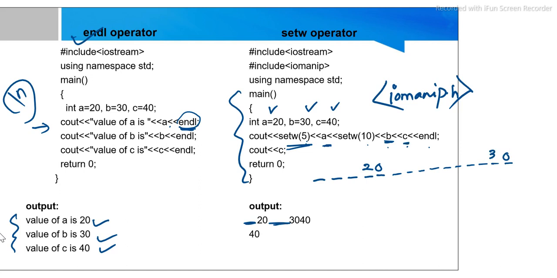After c we have not specified any setw operator, so it will directly print the c value, that is 40 here. Then it is endl, so endl means new line. In the new line, what output will we see? We will see the value of c as 40. In this way, output will be generated for endl and setw.